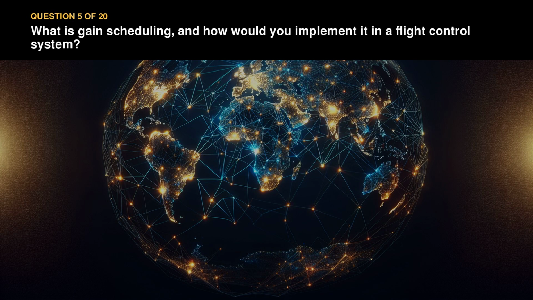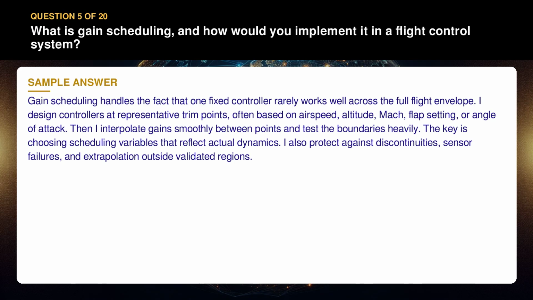Question 5. What is gain scheduling, and how would you implement it in a flight control system? Gain scheduling handles the fact that one fixed controller rarely works well across the full flight envelope. I design controllers at representative trim points, often based on airspeed, altitude, Mach, flap setting, or angle of attack. Then I interpolate gains smoothly between points and test the boundaries heavily.